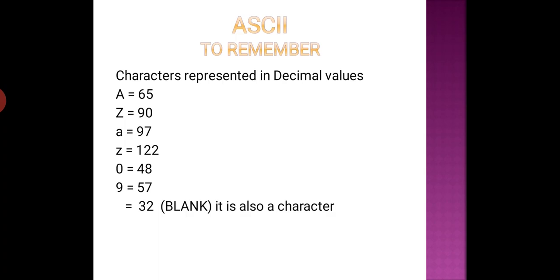Here I have made a list of the capital alphabets. Capital A has ASCII value 65, and there are 26 characters, so it starts at 65 and ends at 90, which is for capital Z. Small a is 97, small z is 122, and now moving on to the digits: 0 is 48 and 9 is 57. These are the ASCII values you need to remember in case you want to use ASCII in your programming, and not to forget the last one, 32, which is the blank character.